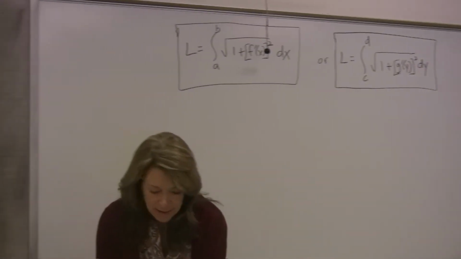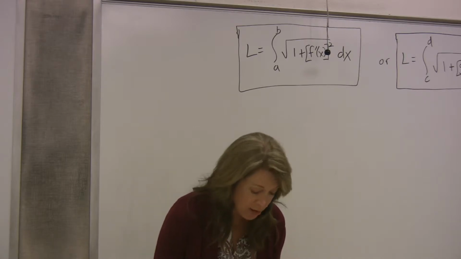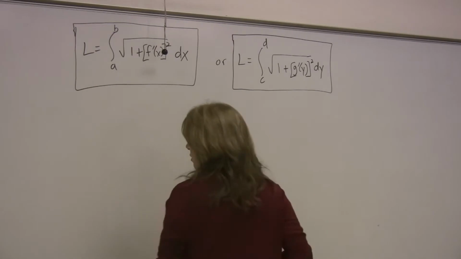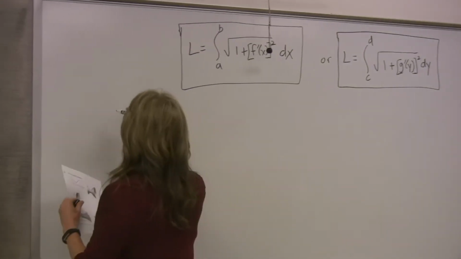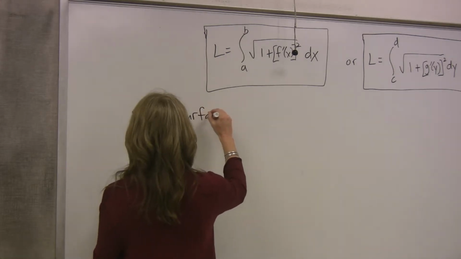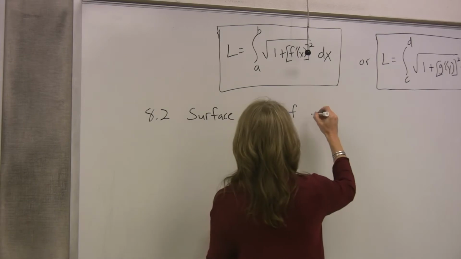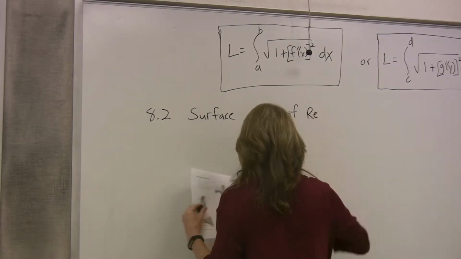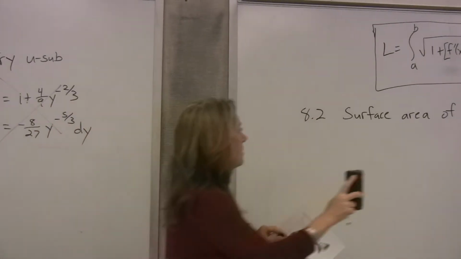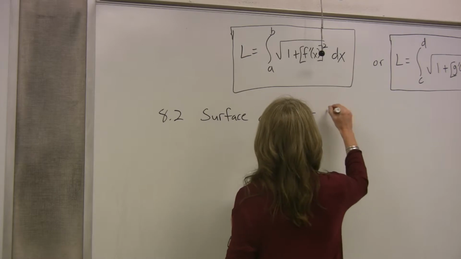All right, so let's talk a little bit about arc length. Arc length, excuse me, we just did arc length. About surface area. So I'm flipping over to section 8.2. Surface area. Surface area, this doesn't make sense. Only for solids of revolution.